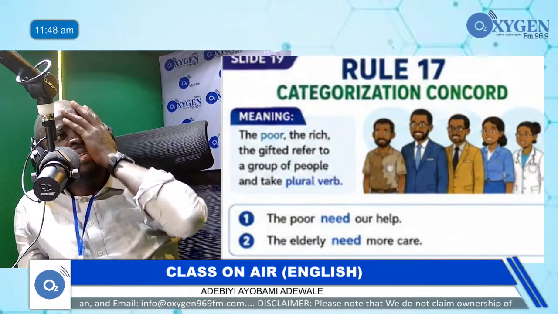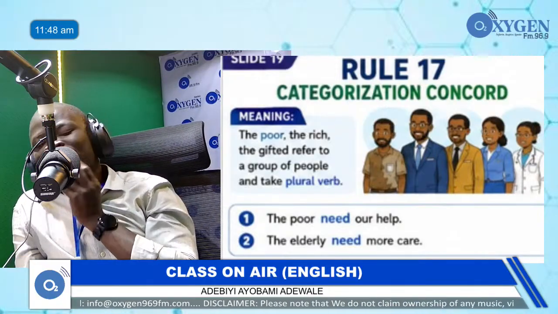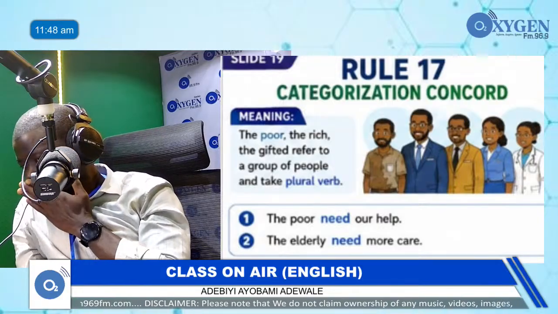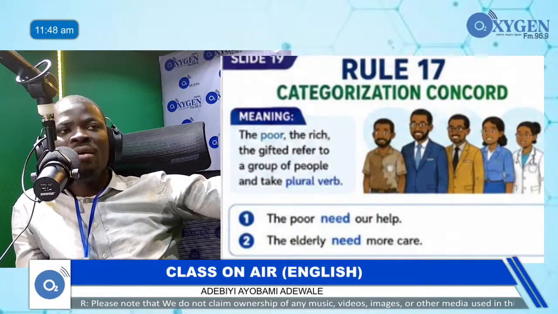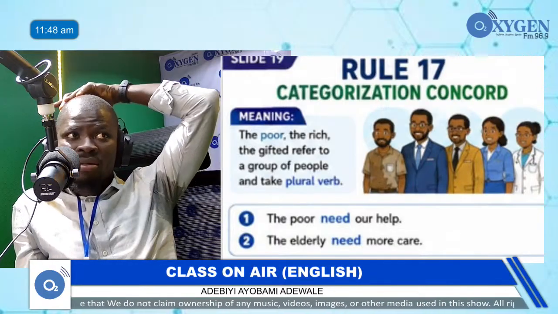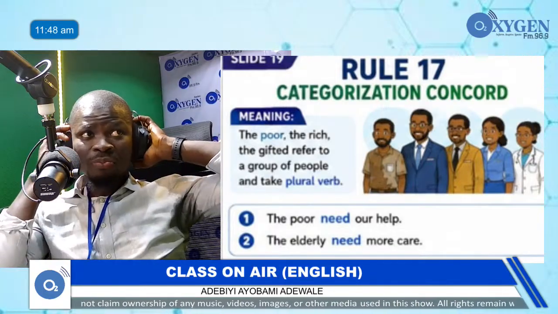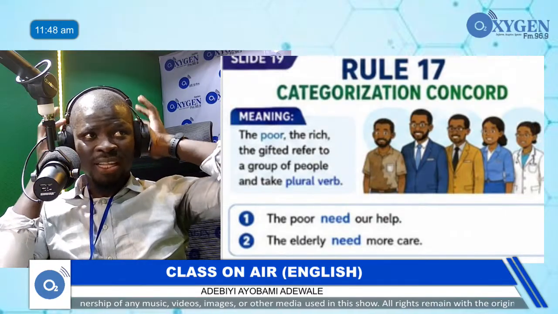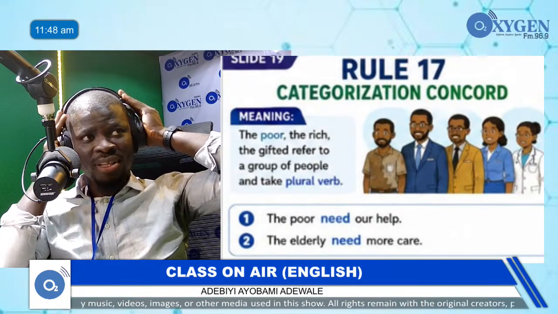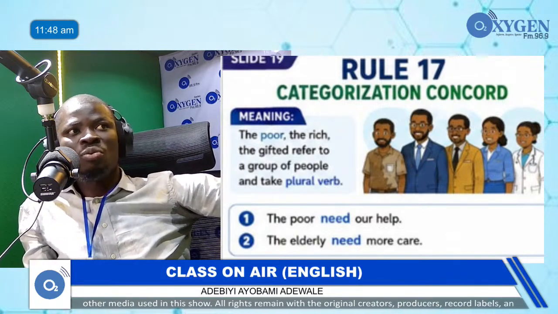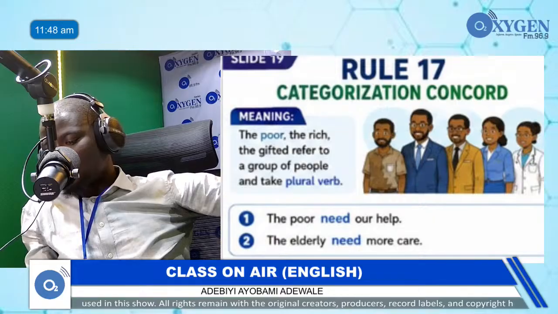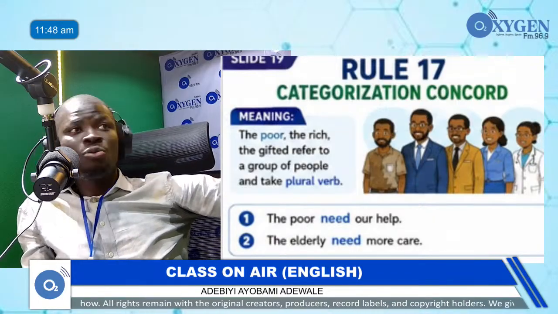And the second example we have there is the elderly. The elderly need more care. So the use of poor in that sentence and the use of elderly tell us that a group of people or some people have been categorized to be poor. Some people have been categorized to be what? To be elderly.